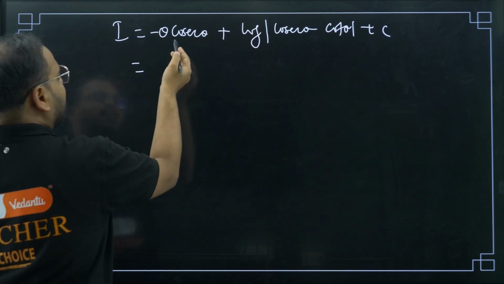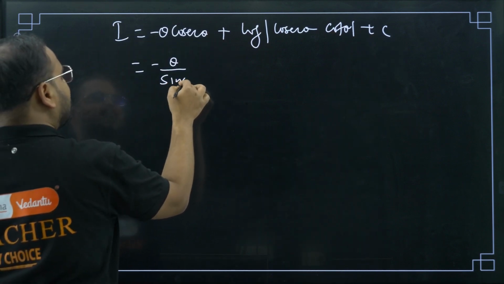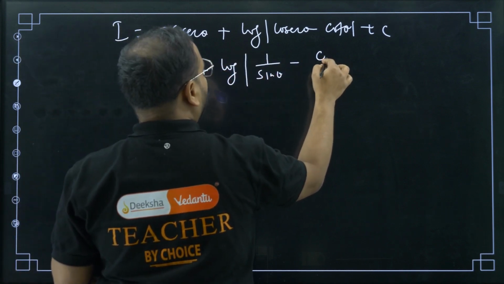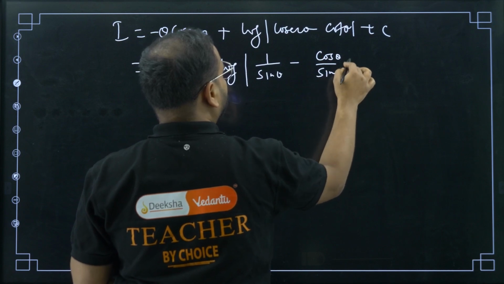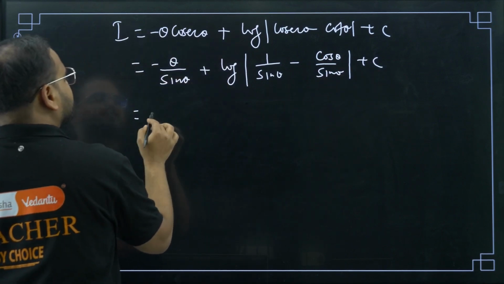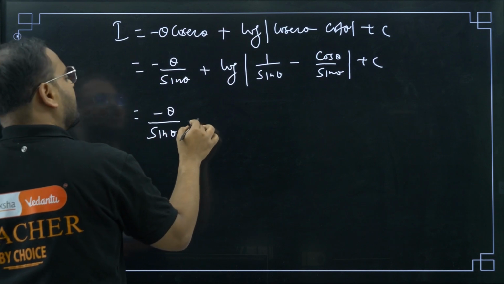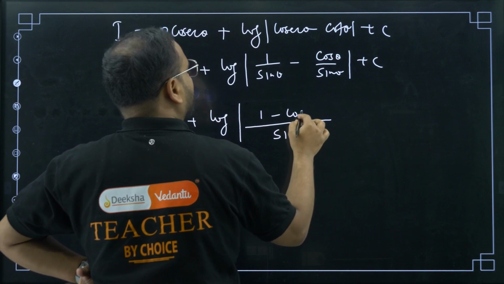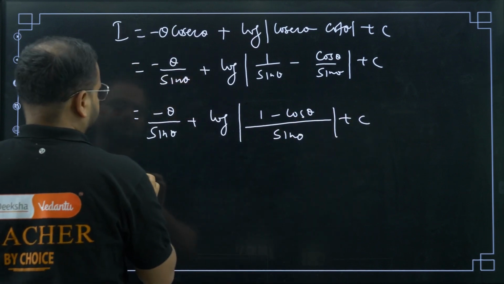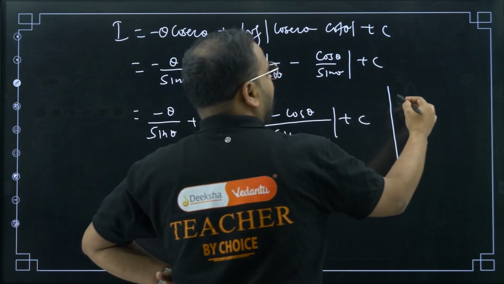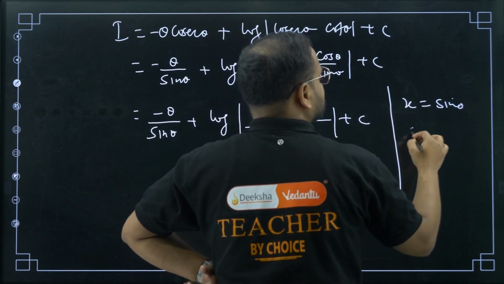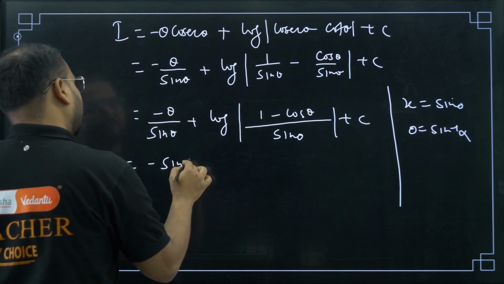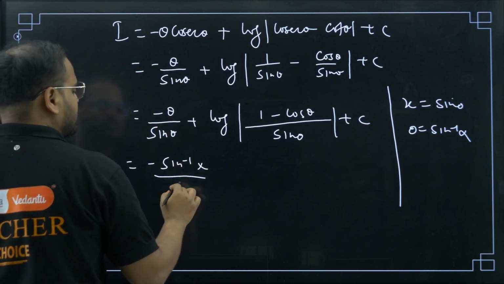This I'll get as minus theta upon sine theta plus log of 1 by sine theta minus cos theta by sine theta, plus c. What's the LCM? Minus theta upon sine theta plus log of 1 minus cos theta upon sine theta plus c. Now if you remember, I took x as sine theta. It means theta is sine inverse of x. So I get minus sine inverse of x upon sine theta, so simply x.